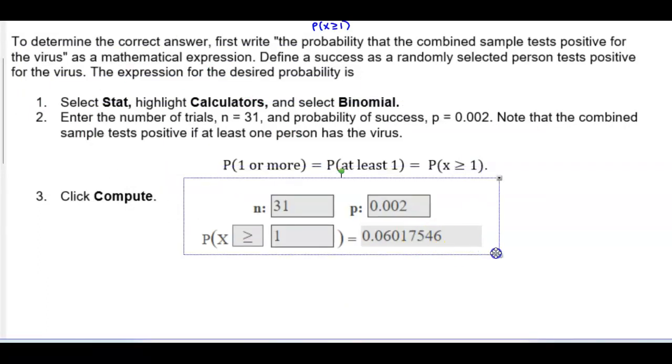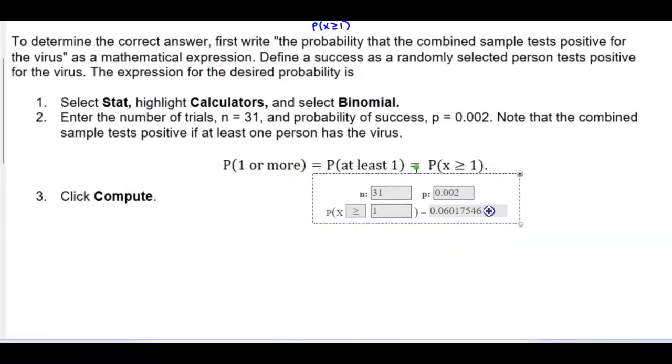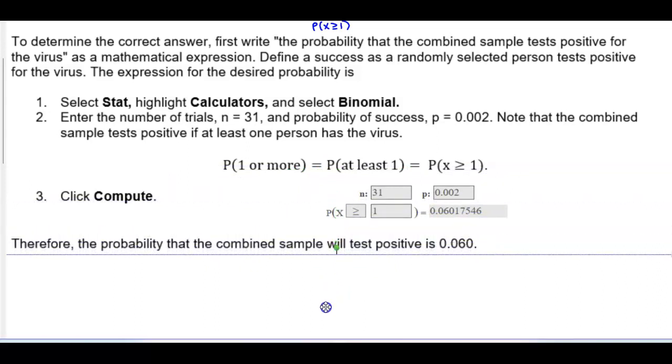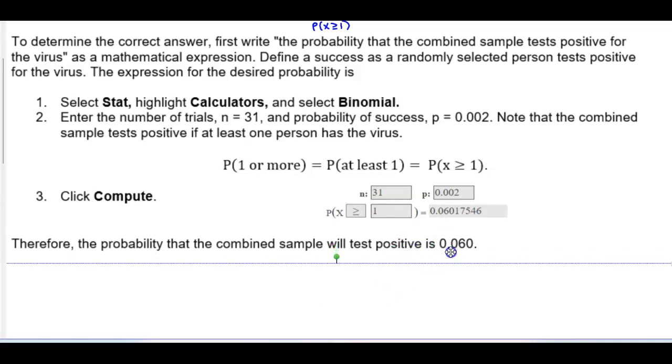Now that we have this probability, we can see that value. And therefore, if we round that to 3 decimal places, the probability that the combined sample will test positive is 0.060.